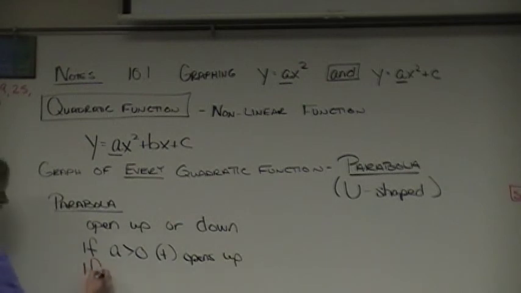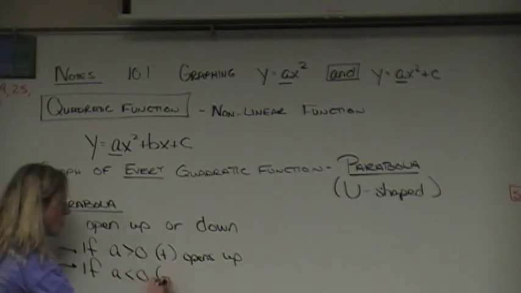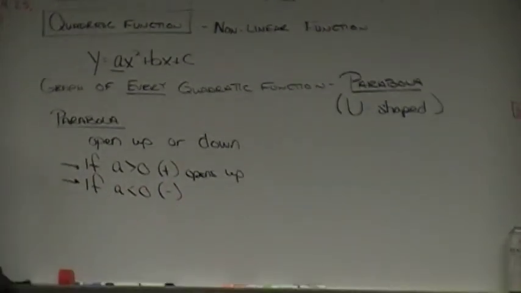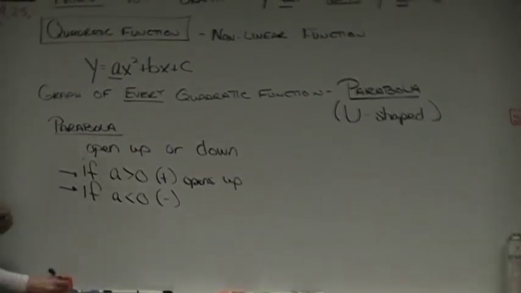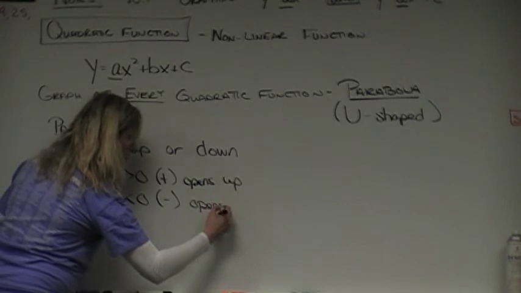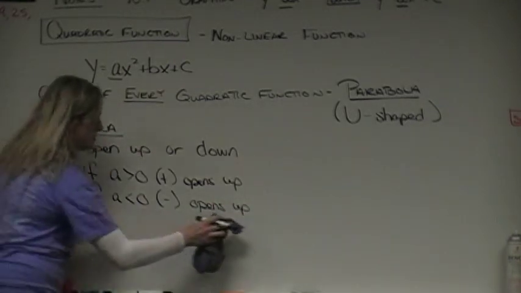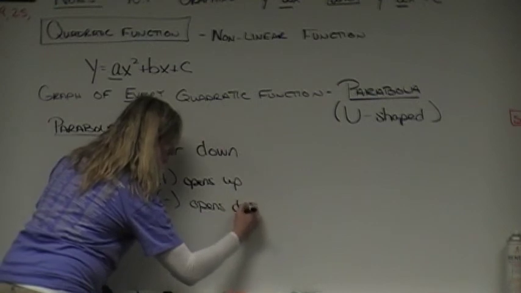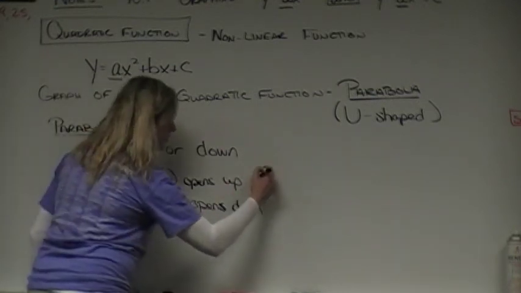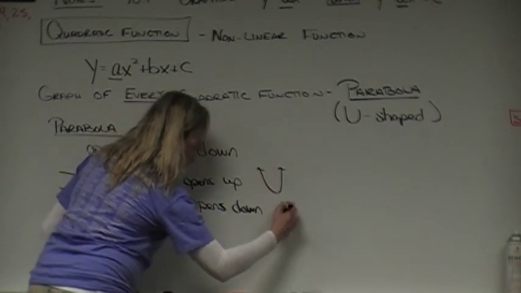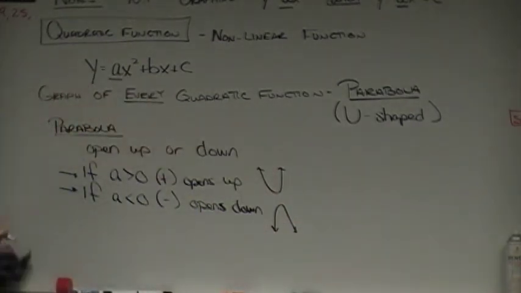On that same notion, if a is negative, less than 0, what do you think the parabola now does? It opens down, exactly. I'm sorry, it should be opens down. So again, opens up looks like this, opens down looks like that, like a smiley face or a sad face. So if a is positive, it opens up. If a is negative, the parabola opens down. Does that make sense, class?